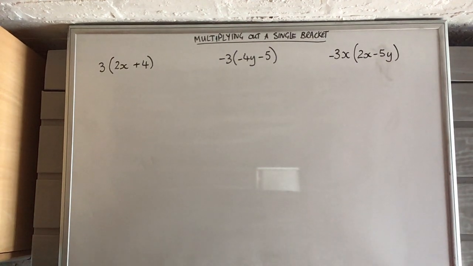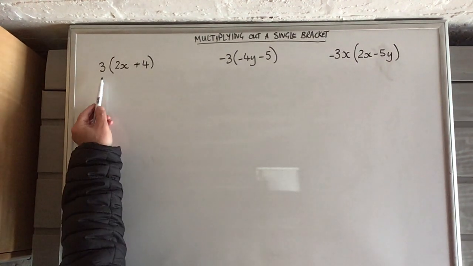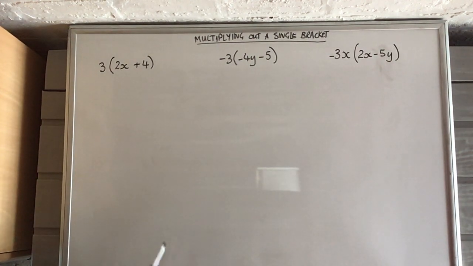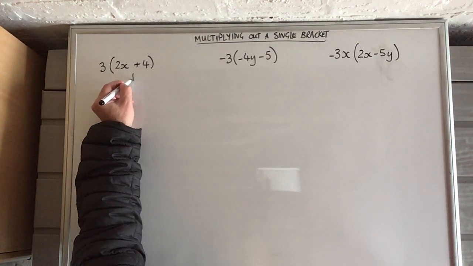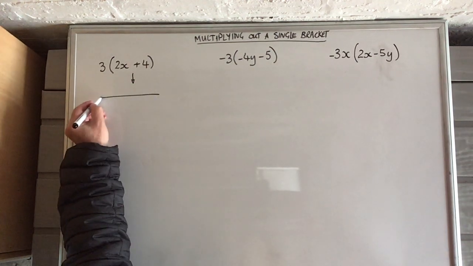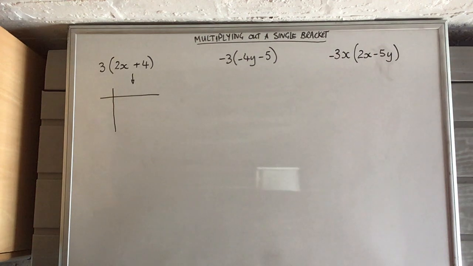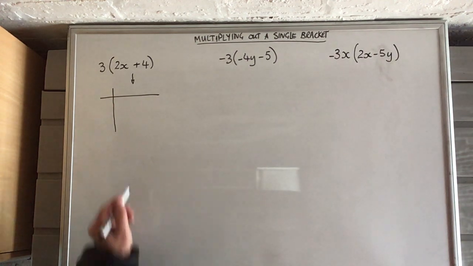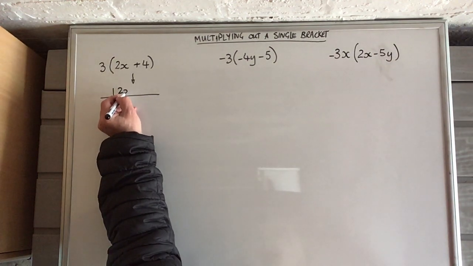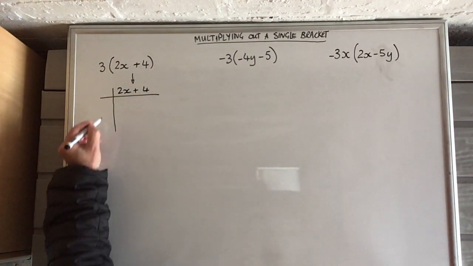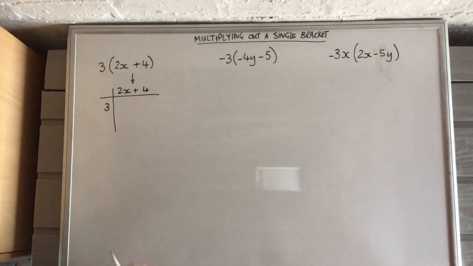The grid method. We've got 3 times this bracket, and the bracket contains 2x plus 4. To set up the grid, it's a multiplication grid. This looks like your times tables, ones you've seen in primary school. The bracket goes along the top, and outside the bracket goes down the side. And just like your times tables, we just start to multiply things together.